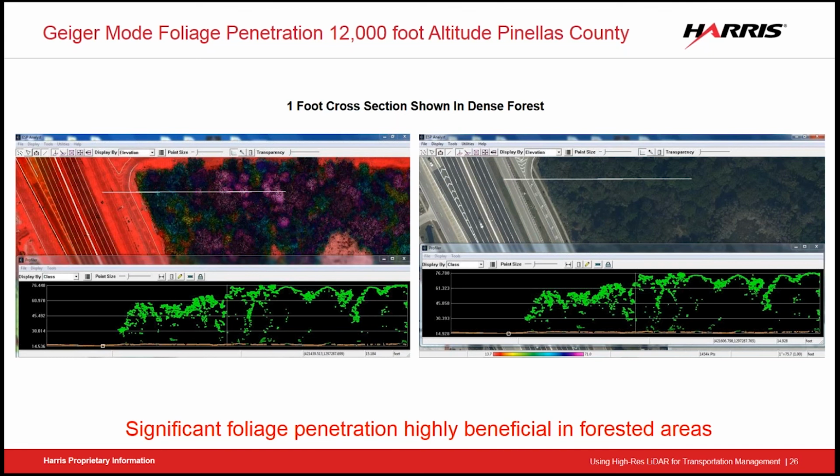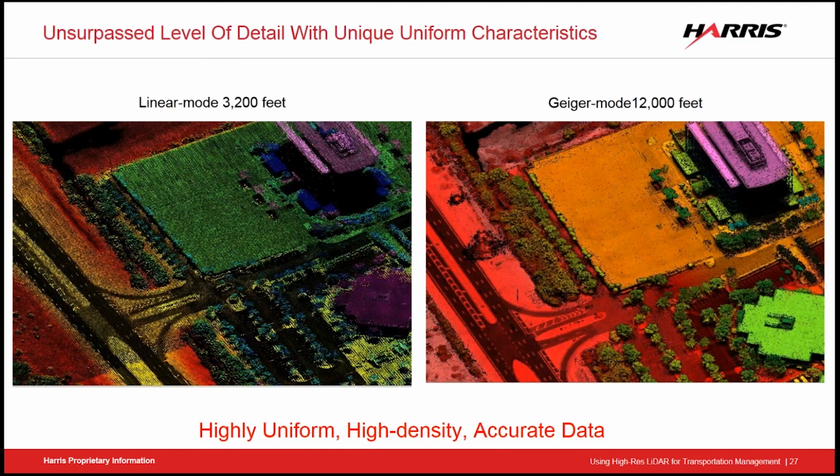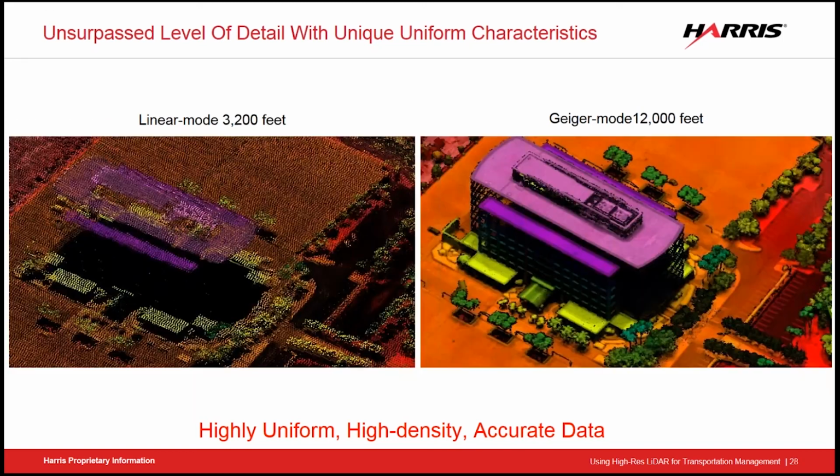Just a couple of other examples, just some comparisons. Again, this is just a comparison between linear and Geiger. It's not that one is better than the other. It's just showing that being able to collect at a higher resolution in a wide area is, in this particular case, better. But when it comes to smaller areas, for example, certainly you can get that type of density with the linear perspective. Again, Geiger is designed for wide area collect. A couple other examples here, again, with the uniform characteristics around what we can actually resolve out of the data.